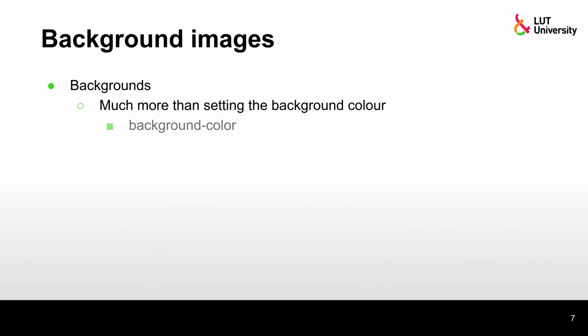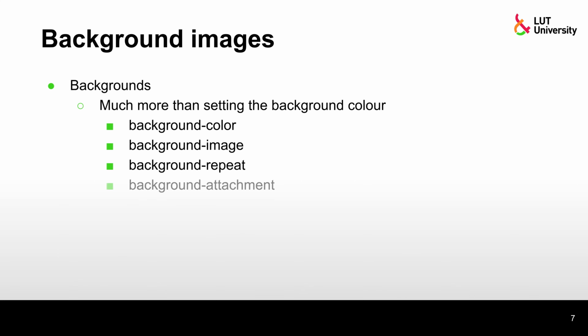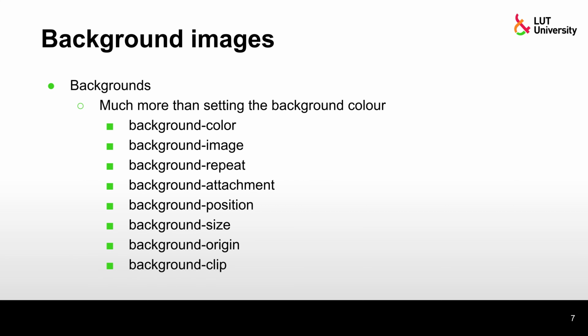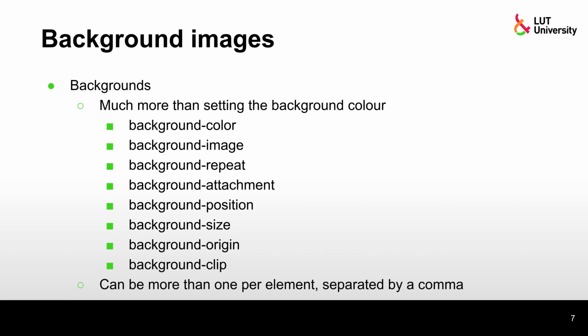Then we have background images. Besides only color, we can use background images. So backgrounds, it's much more than the color, which is defined with this background color. But we can use also background image, background repeat, so how this image is repeated, background attachment, where this image is attached, background position, background size, we can scale it, background origin, background clip, and can be more than one per element. So we can have, let's say, two or three images, and they need to be just separated by comma, and they can have different, for example, repeats, and once again separated by comma.